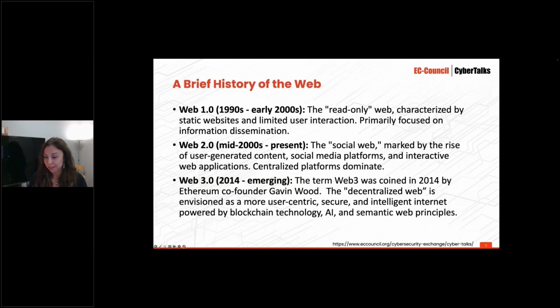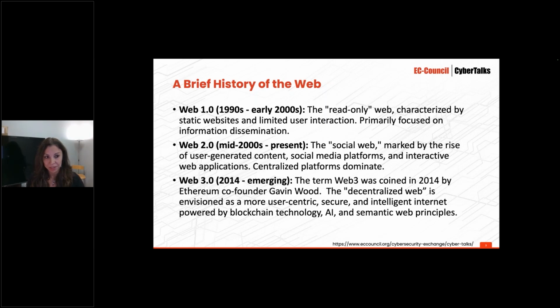Okay, so today we're going to cover and level set on an understanding of what is meant by Web3. We're going to look at the history of the internet versions, Web 1, Web 2, Web 3, some of the comparisons, also a deeper dive into Web 3 and the components of Web 3, and then we're going to segue into security threats and vulnerabilities and some tools that can help you as cybersecurity professionals. So a brief history of the web.